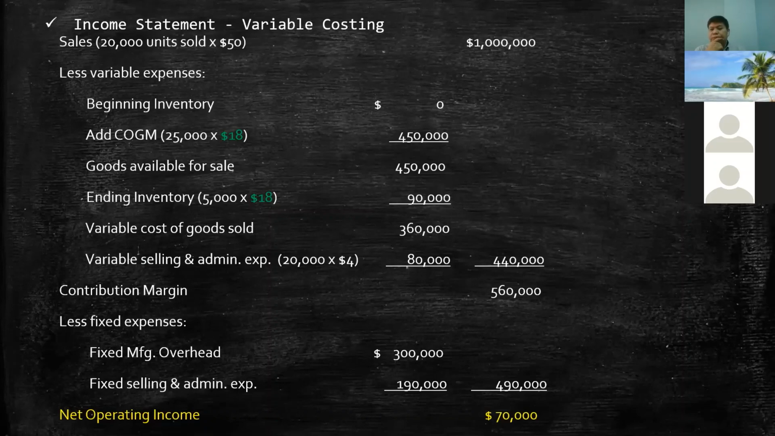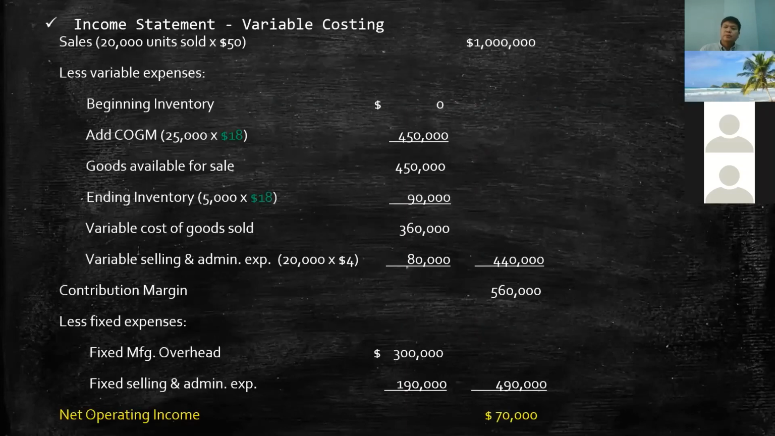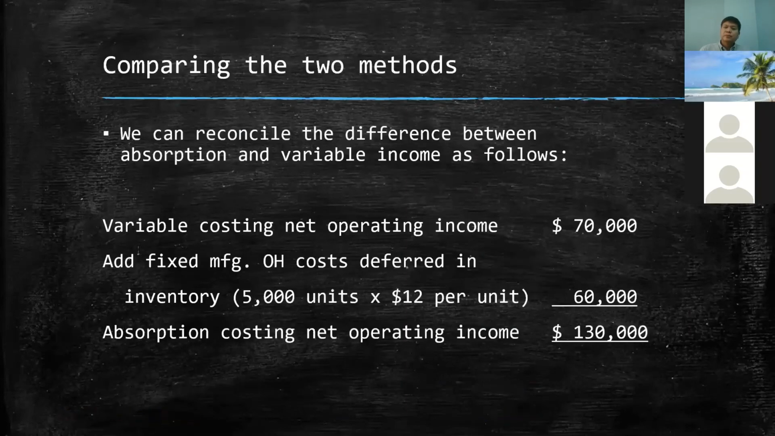Though it is not required in the problem, we also added this explanation of the difference between the net operating income of the variable costing and the absorption costing. So we can reconcile the difference between the absorption and variable income as follows. Variable costing net operating income, 70,000, the one that we got a while ago, just the previous slide. We will then be adding the fixed manufacturing overhead cost deferred in inventory, which is the 5,000 units times 12 per unit. So the absorption costing net operating income would be 130,000, matching the one that we have a while ago.